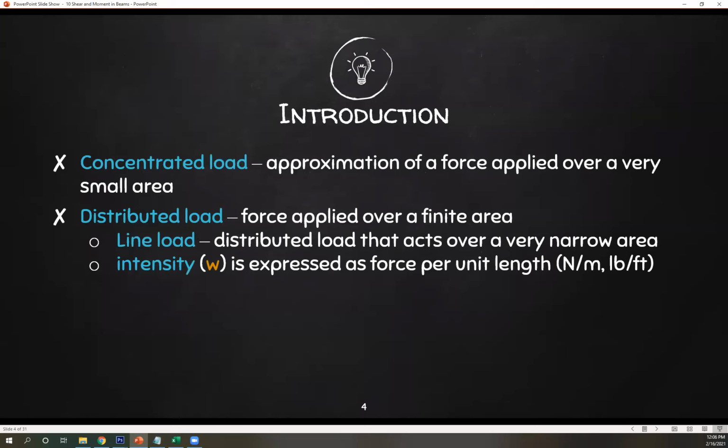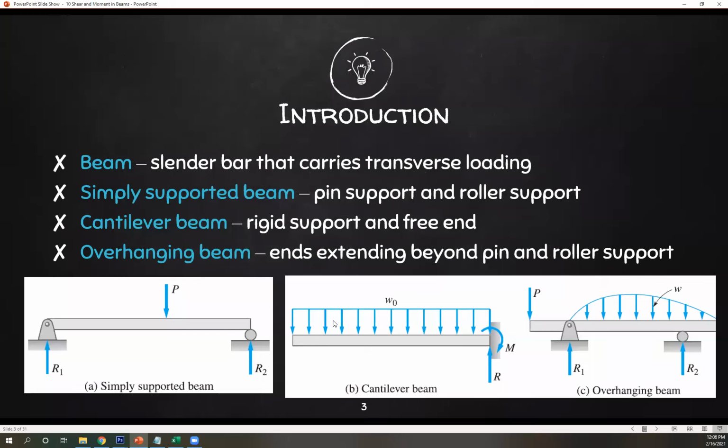You have two types. You have your line load, which is what we're usually going to use. It's a distributed load that acts over a very narrow area. And then you have load intensity, marked as W. It is expressed as force per unit length, so Newton per meter or pound per foot. For example, here we have a distributed load denoted by W. To convert this, usually you're going to work with point loads. So when we want to convert this to a point load, just multiply the intensity W by the length over which your load acts.